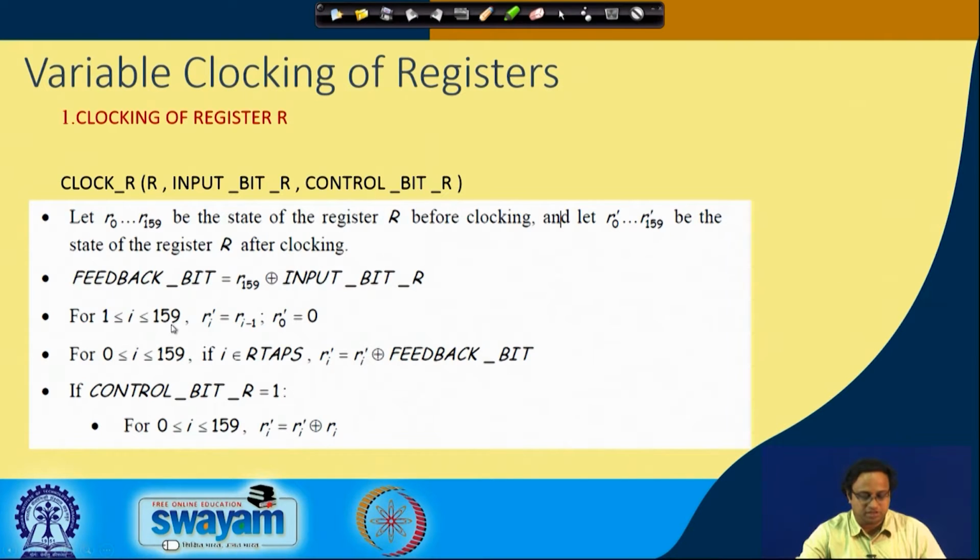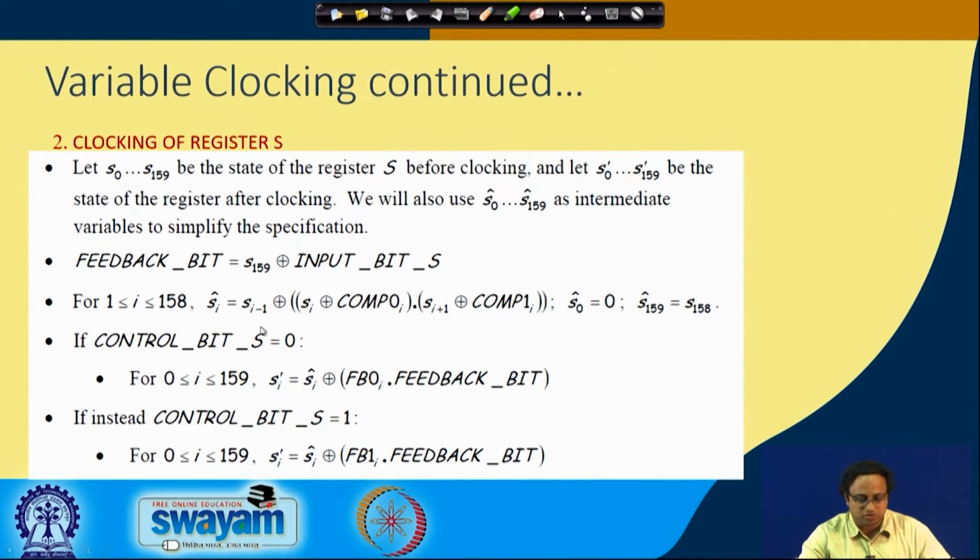Then this is the evolution of the shift register. As you can see, from 1 to 159 I am just shifting. Then we calculate the value of Ri' again: you take the feedback bit and XOR it with the corresponding Ri' values. If the control bit R is 1, then you XOR Ri' with Ri, and you get the value of Ri'. Likewise, you can go into the specifics, but there is another way in which you are clocking register S. So you have independent clockings of register R and register S.